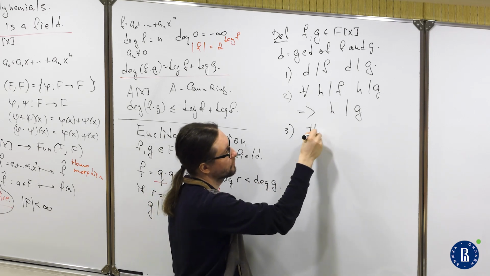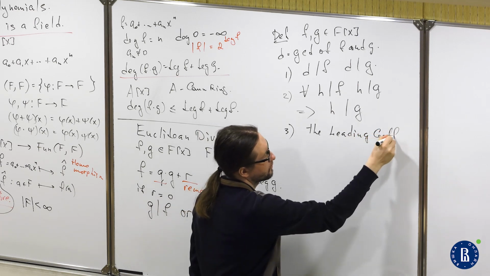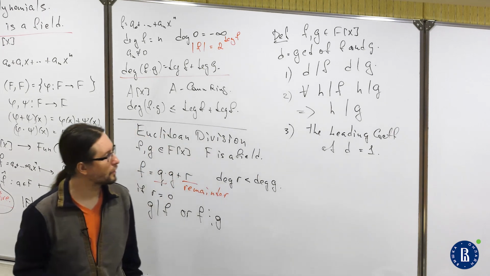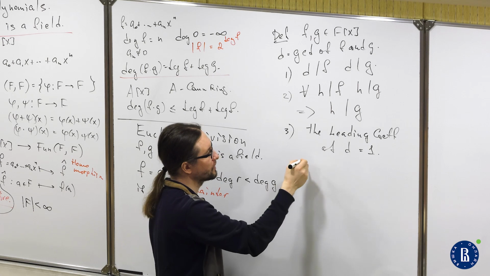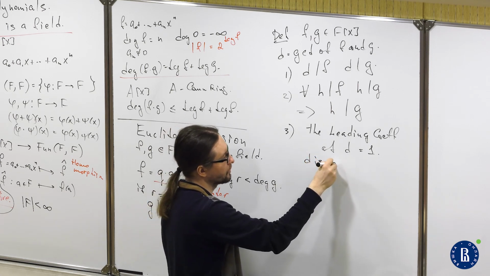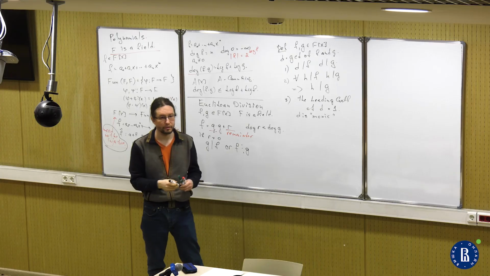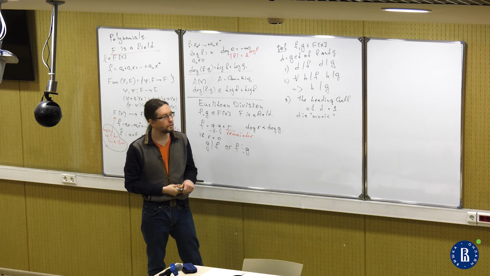There is a term for this property. It means that D is monic. So monic means the leading coefficient is 1.